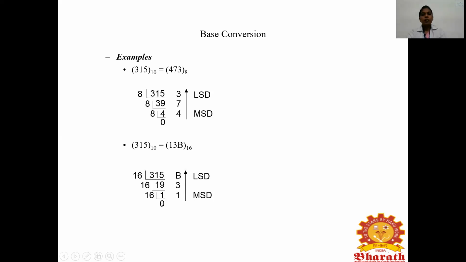Likewise, here we have 1 16 is 16, and then the difference is 3, and the remaining is 1. So when we start from the last, the answer is 13B.